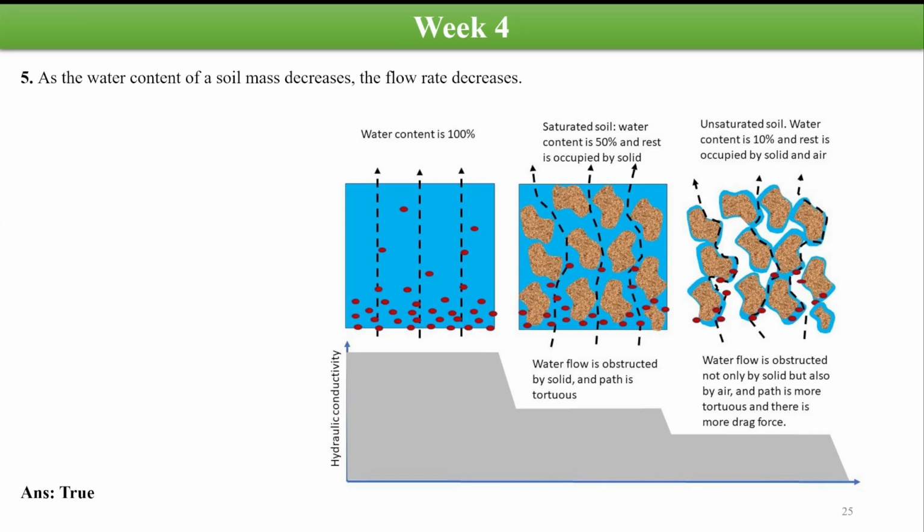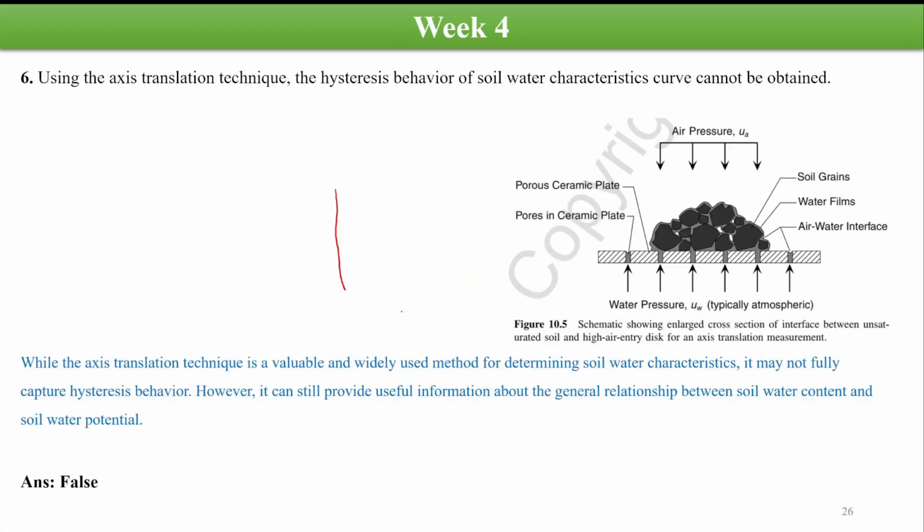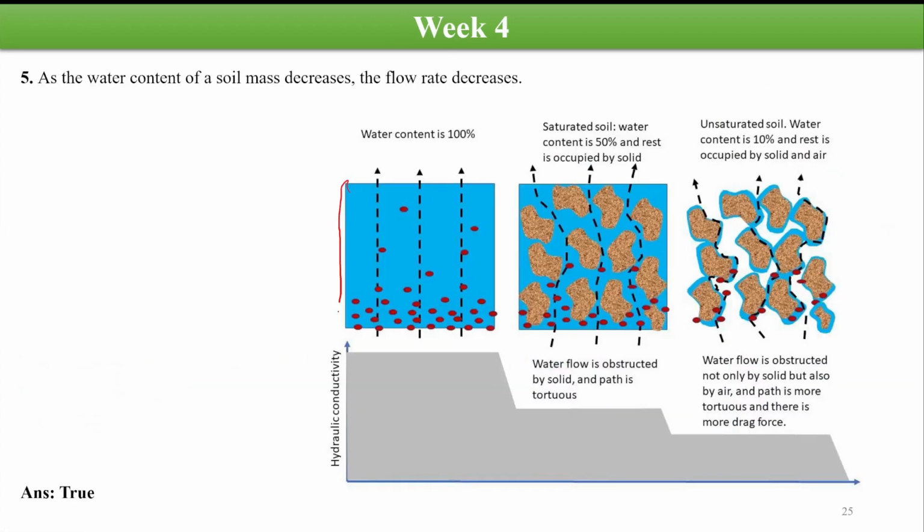Then we have the fifth question, that as the water content of the soil mass decreases, the flow rate also decreases. So it is true, as we can see that when the soil is fully submerged in water, the flow can easily take place. But as the soil starts to lose water, matrix suction will come into the picture, and there will also be resistance due to air. Therefore, the flow of water will be restricted. That's why the flow rate will decrease. So this statement is true.